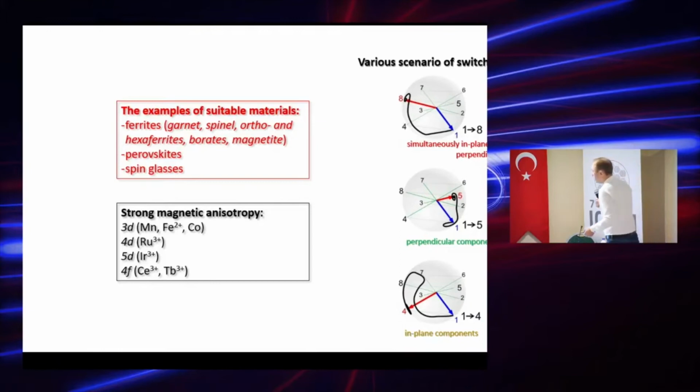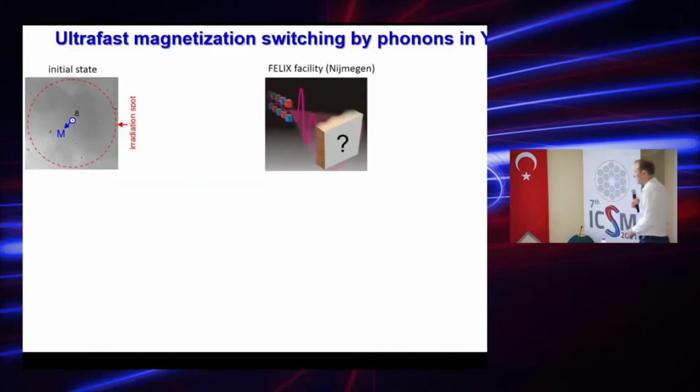Here you can see not only the garnet, interesting for magnetic recording, but also more interesting materials, for example, hexaferrites, perovskites, and spin glasses, and different magnetic contributions. For example, magnetic oxides, ferrimagnets, with impurities of high spin-orbital contribution to these materials.